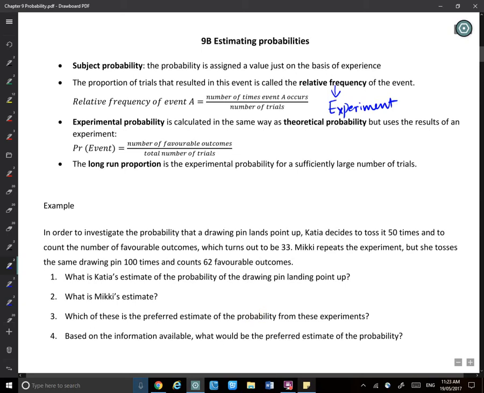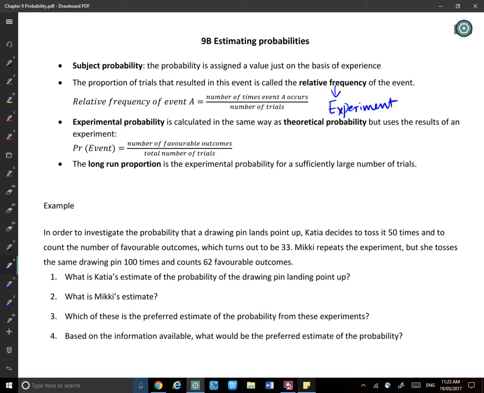It's not based on experience, it's based on the current experiment. I do something, okay, I toss a coin 50 times. I want to observe the number of heads I have. I think there will be a 0.5 chance to get a head. Theoretically I should have a 0.5 chance to get a head. But actually I only get a head 10 times. Then the probability of getting a head will be 10 over 50, which is only 0.2.